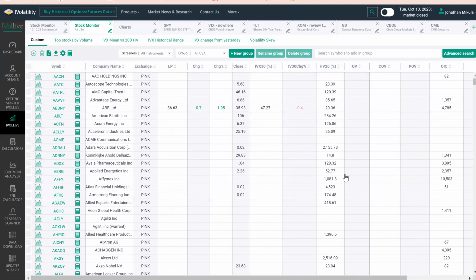So let me work on that. Let me talk to our developers about adding that. That's a really good idea, to have a shortcut for all USA ETFs. So we'll work on that.